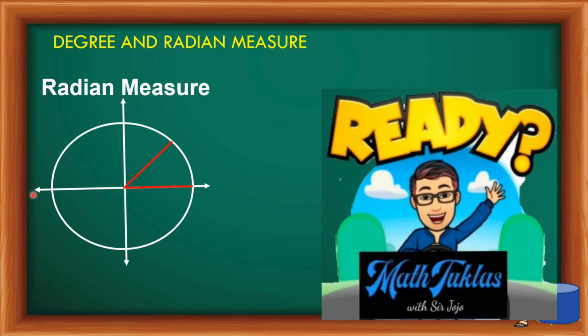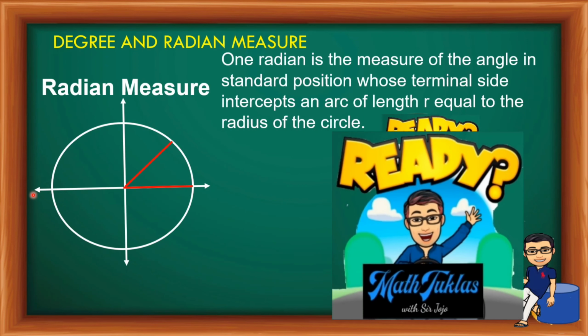So let us just work on by continuing knowing about this. So 1 radian is the measure of the angle in the standard position. Like the presentation, yung red na angle sa ating figure, whose terminal side intercepts the arc of the length r. So ito yung ating arc na equal sa measure ng radius of the circle. That's why the radius will be represented by r.